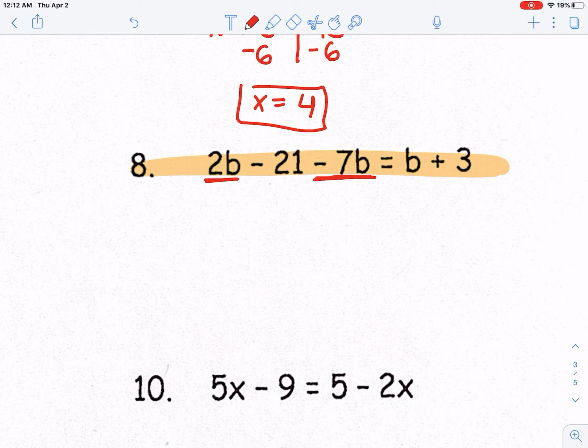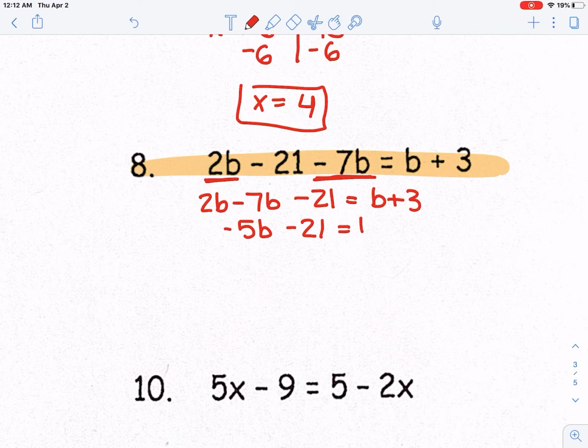So if we were to combine those, I'll just write it out. So they're next to each other. Remember, just rearranging the order isn't changing anything as long as you keep the same signs. So 2b minus 7b, that's equal to negative 5b. And then bring everything else down.